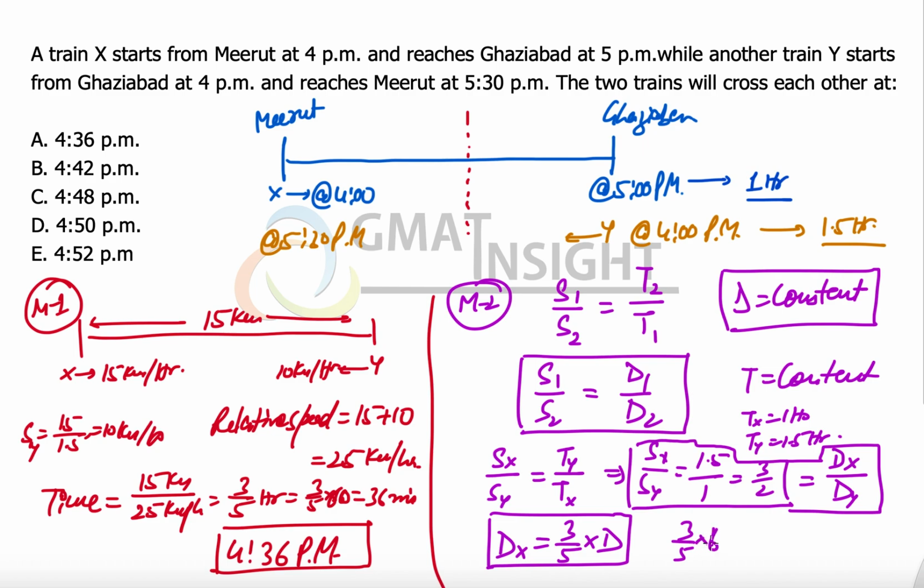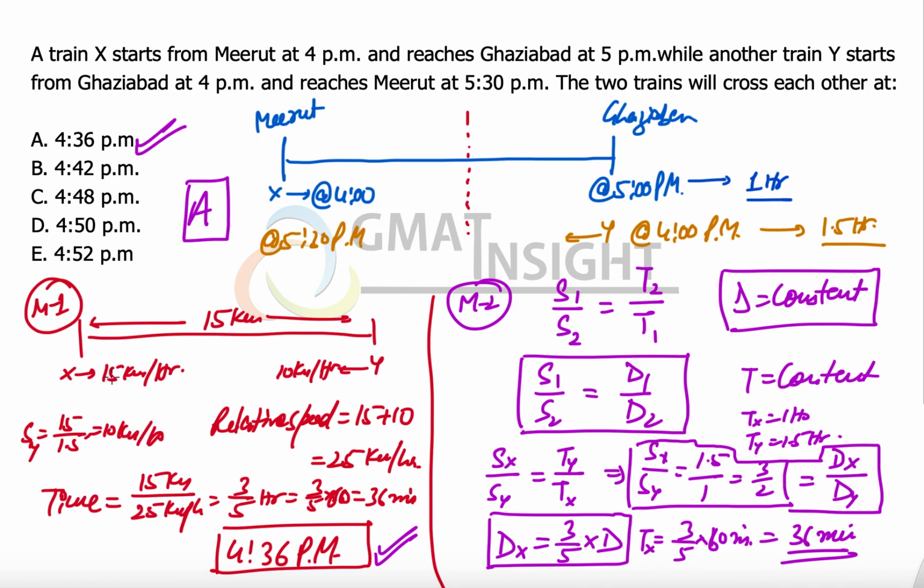That means 3/5 of 60 minutes. That will be the time of x when it crosses this distance, and the time taken becomes equal to 36 minutes. So once again, it takes us to the same calculation that the time at which the two trains will cross each other will be 4:36, which is option A. So option A becomes our correct answer.